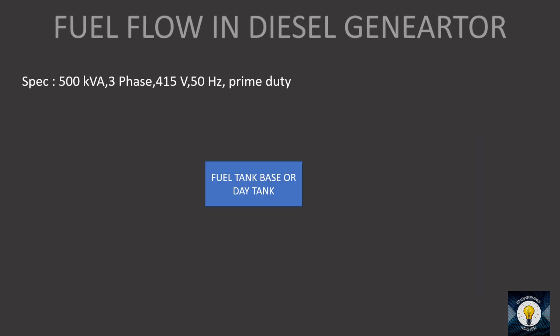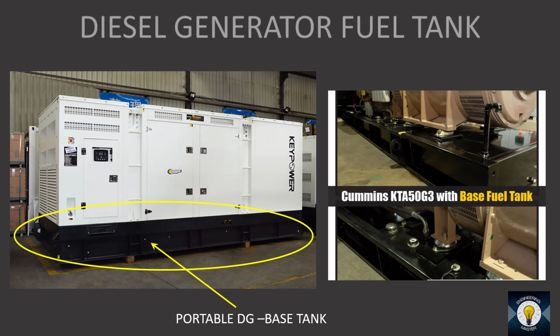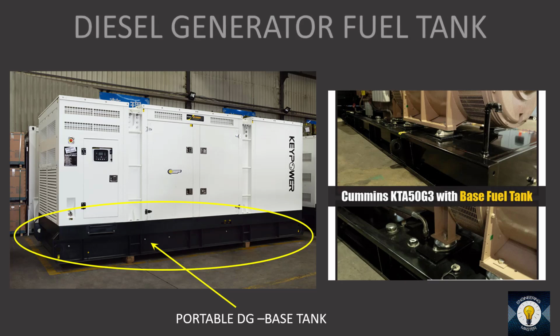The first one is fuel tank. Commonly two types of fuel tanks are used. The first one is base tank. If the DG is portable, then base tank is used. The tank will be below the DG itself. So you can see from the picture, it's a Cummins DG. The tank is below the DG. This type of tank is called base tank.